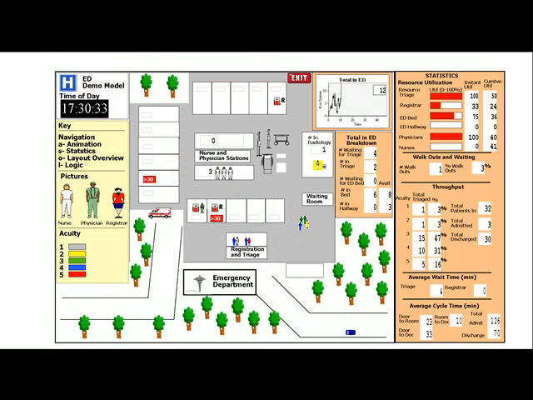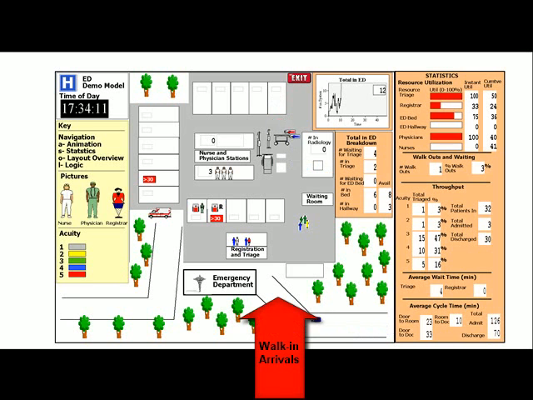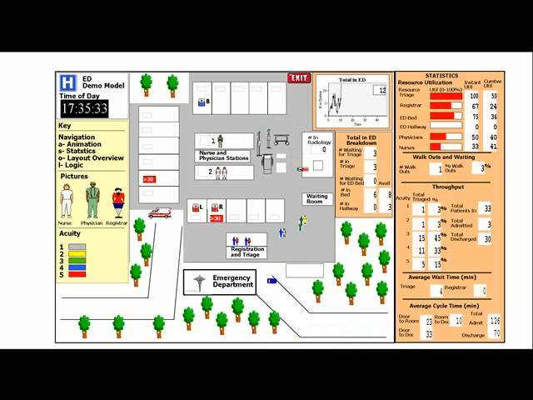Let's look at the running model to understand how the system works. You will see walk-in patients arriving via car on the bottom right. If a triage nurse and registrar are available, patients will complete the registration process. If a bed is available, they will proceed to the back. When resources, beds, nurses, or registrars are not available, patients will wait in the waiting room.